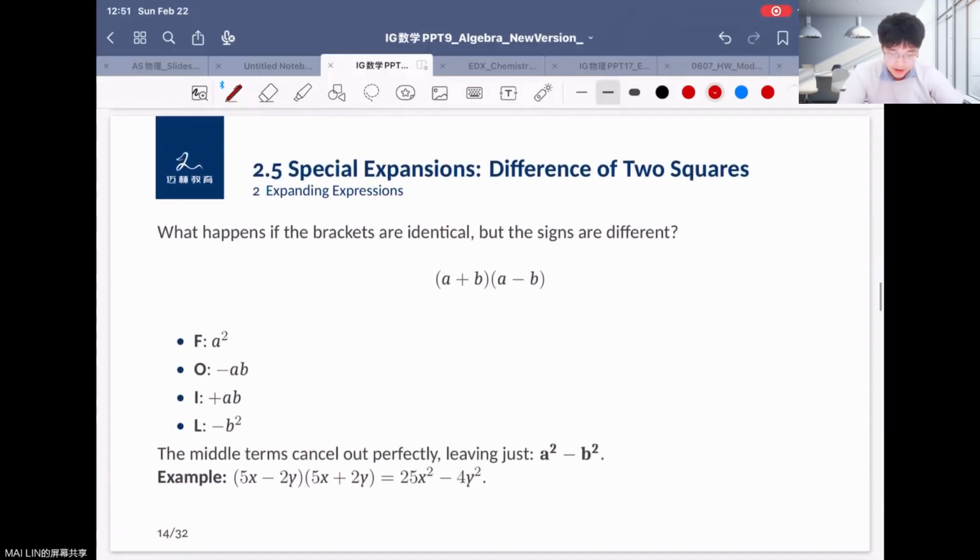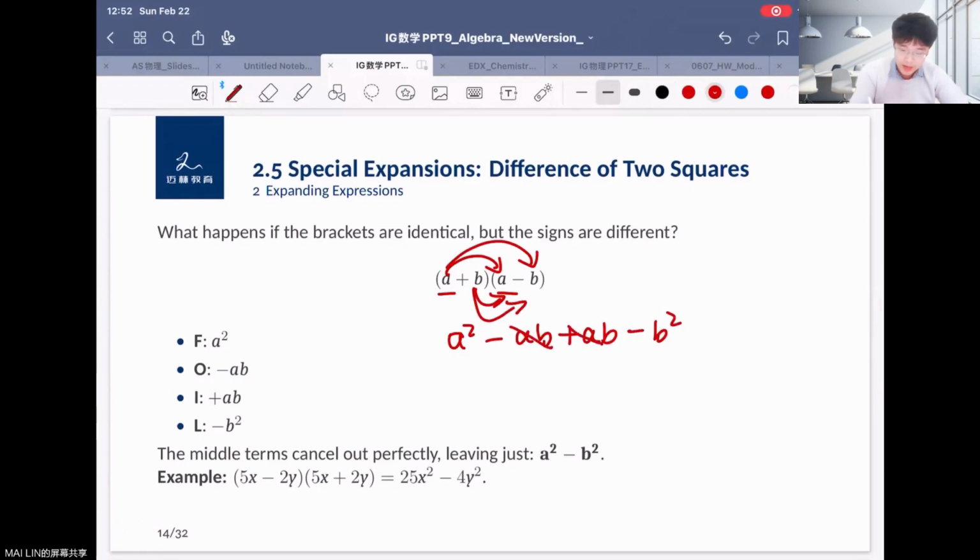There is also another special expansion, the difference of two squares: a plus b times a minus b. First, a times a equals a squared, and a times negative b equals negative ab. b times a equals positive ab, and b times negative b equals negative b squared. The minus ab and plus ab cancel, leaving only a squared minus b squared. So the answer is a squared minus b squared.